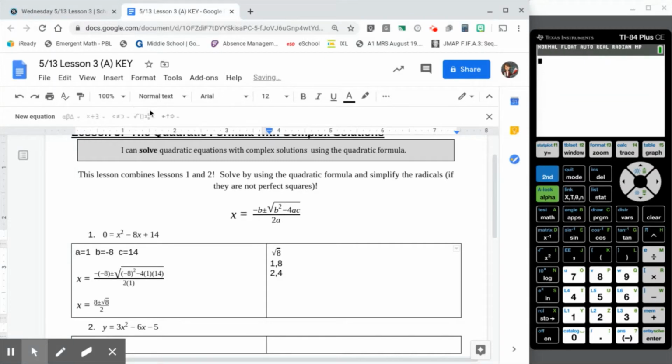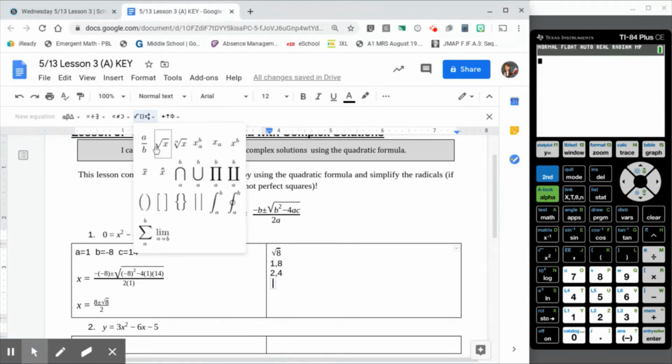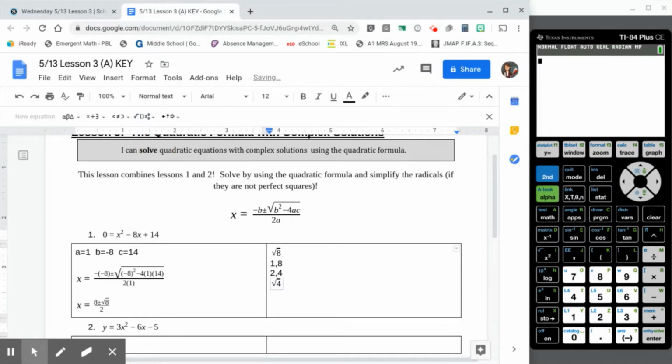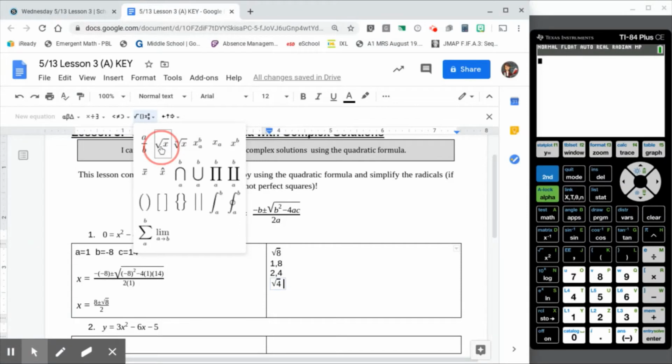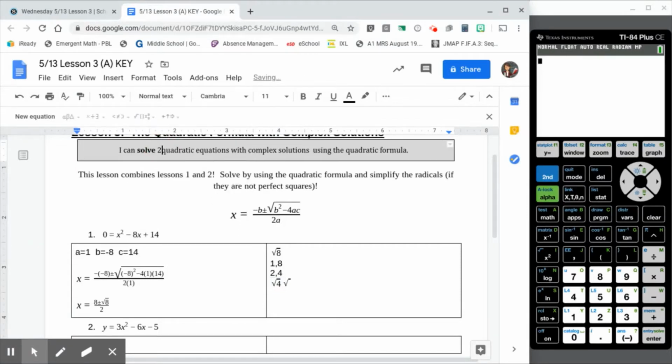So we're going to break that down. We have radical 4, because we always type in the perfect square first, and radical 2, because 2 times 4 gives us that 8.